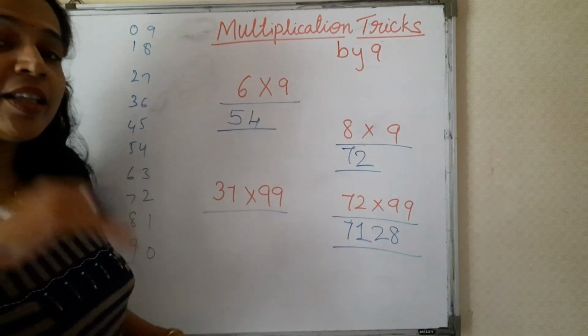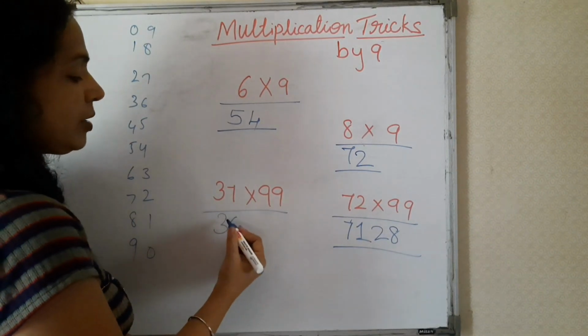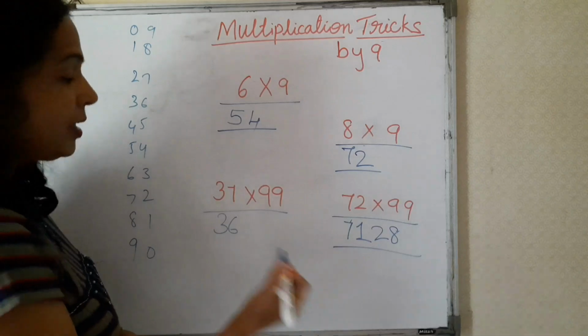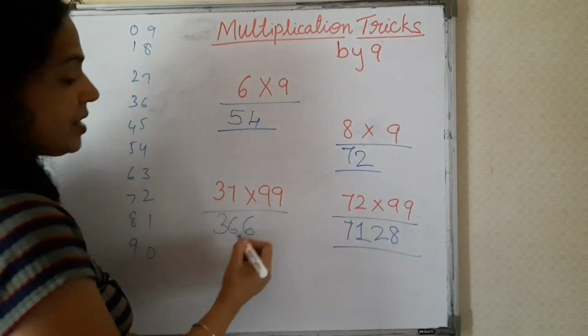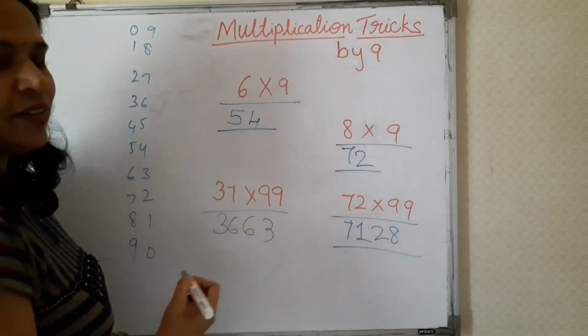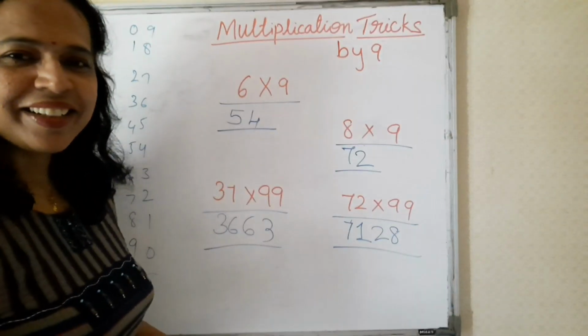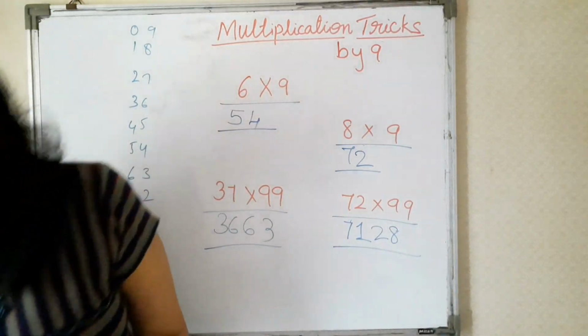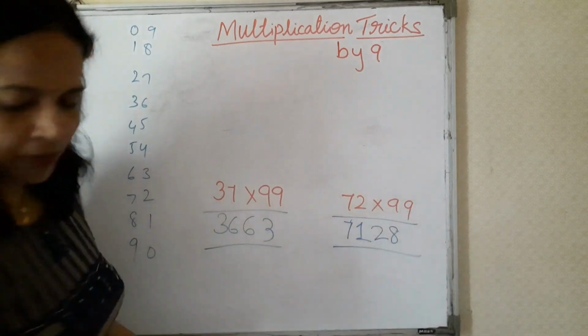37. 1 less than that number is 36. Now go for 3: how much do you add to become 9? 3 plus 6 is 9. 6 plus 3 is 9. So this is our answer. Isn't it so easy? You can take any number; we have taken two-digit numbers, right?